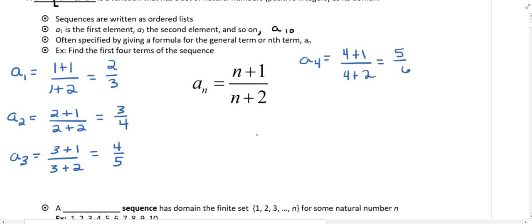So the first 4 terms in the sequence would be 2/3, 3/4, 4/5, and 5/6. When we put them in a list like this, you can clearly see the pattern that each numerator is going up by 1 and each denominator is going up by 2.